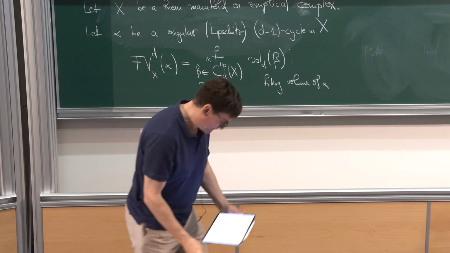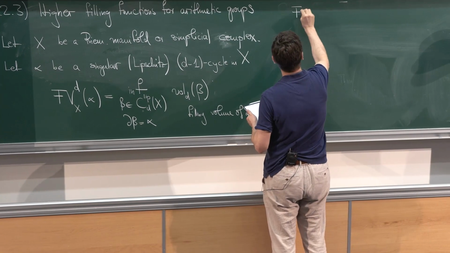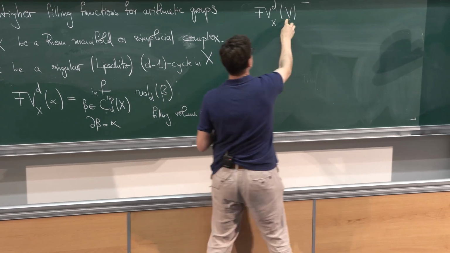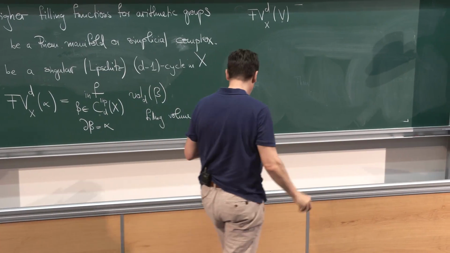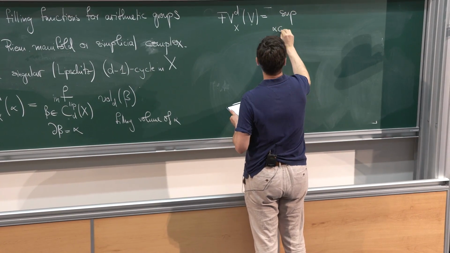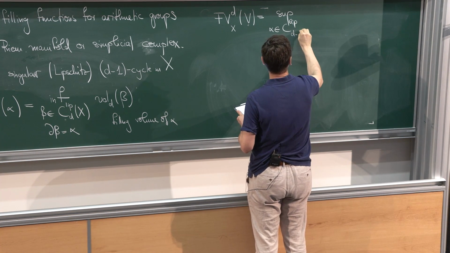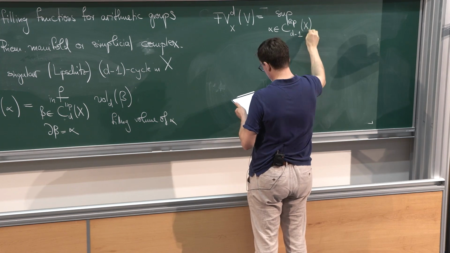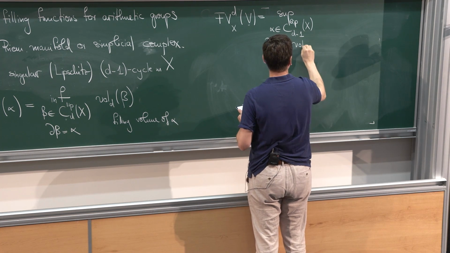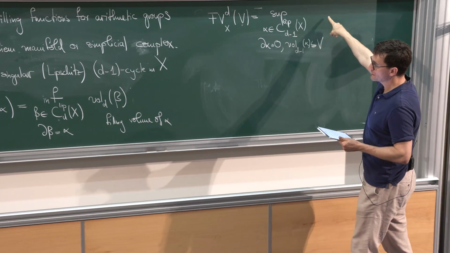And to get a function on your space, V is now a positive real number, V stands for volume, and now put this into a function in the following sense. We take the supremum over all d minus 1 cycles whose volume is bounded by V, and then look how they are filled.